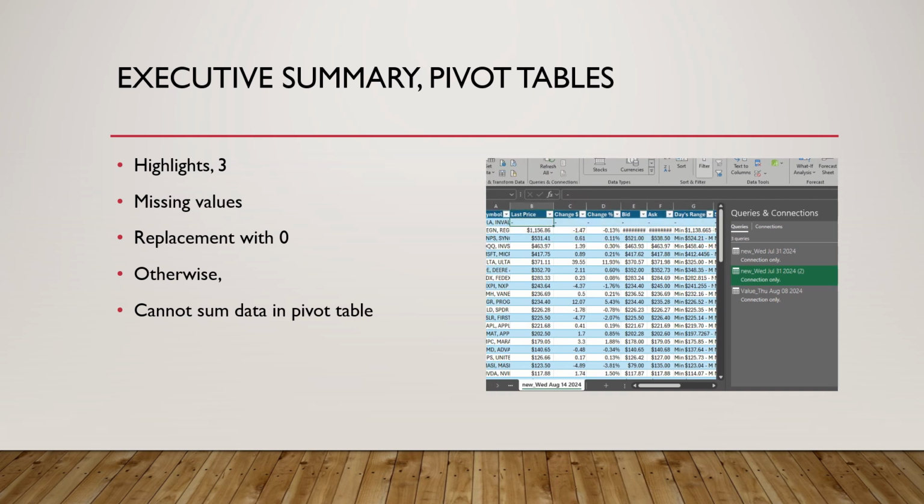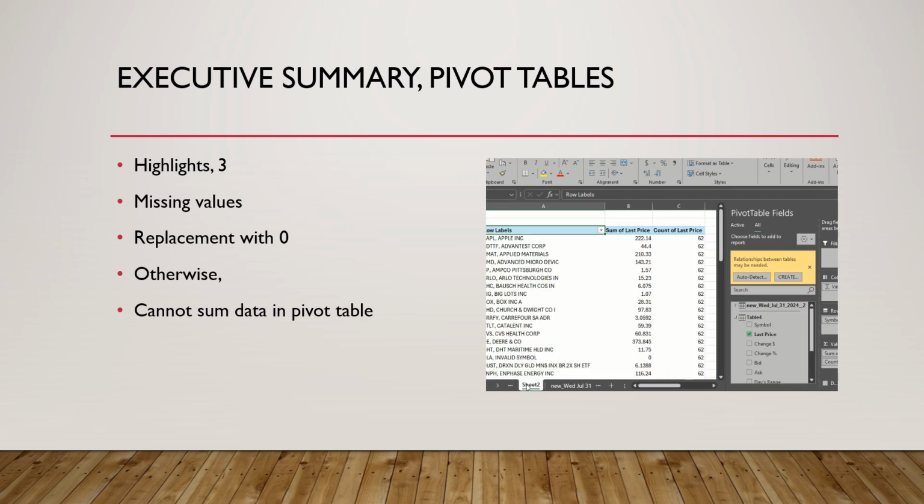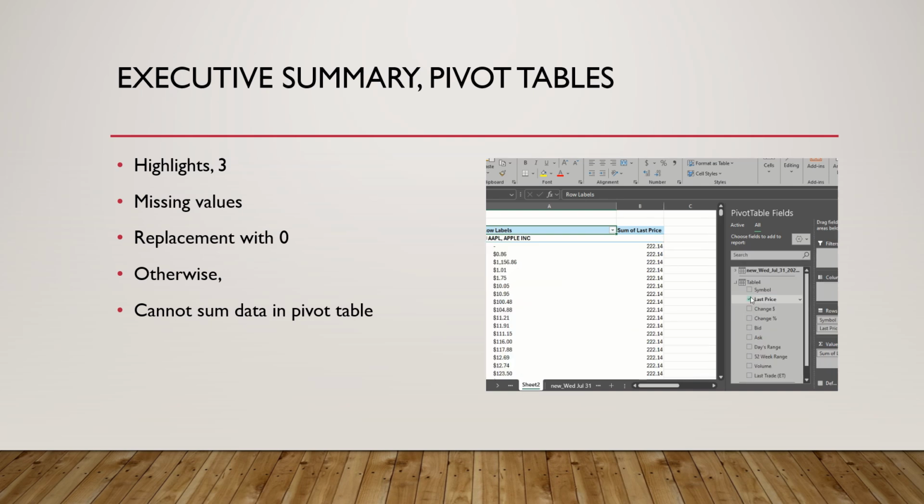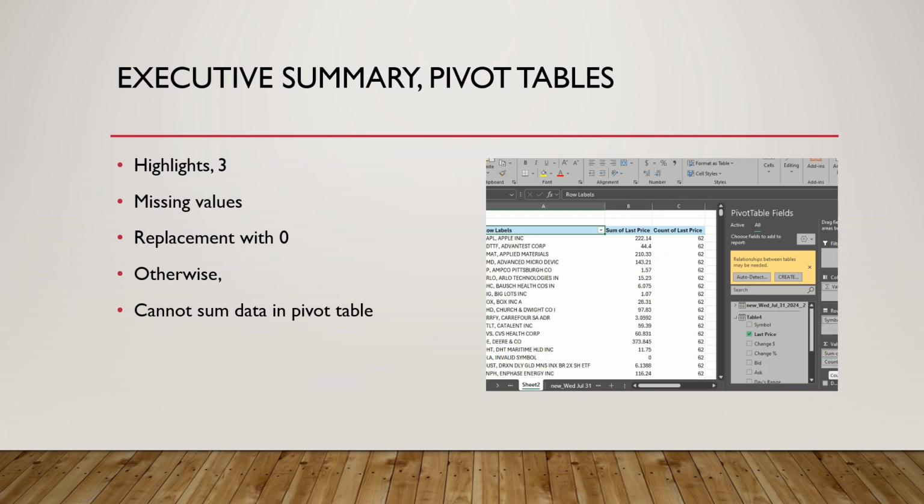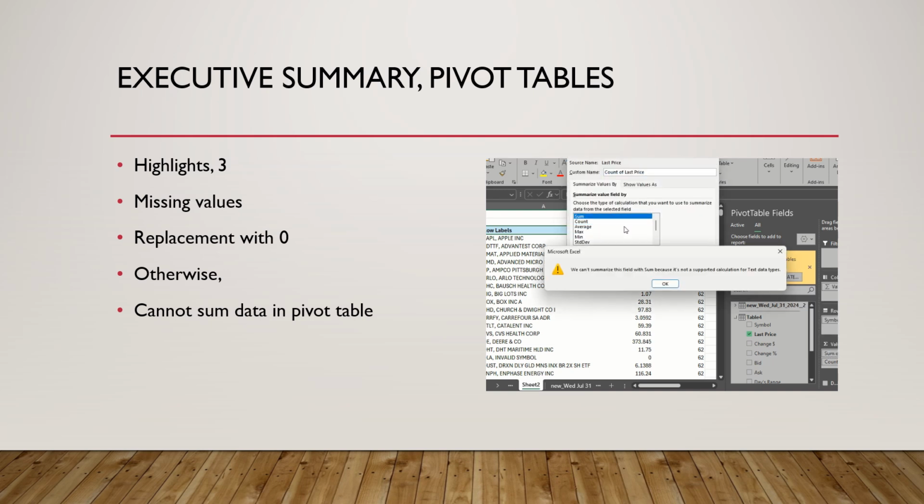I will go to the table design view, convert to range, and examine the issue. In this case, there are no issues. It was just missing a 0. I'll go to the pivot table to see if I was correct. The last price showed up in the column. It showed up as a count. I'm going to change it to sum.